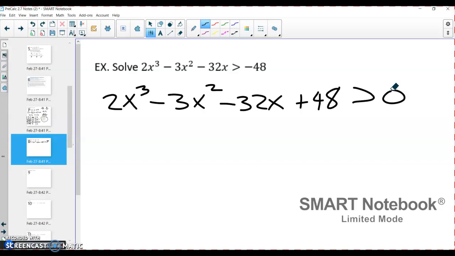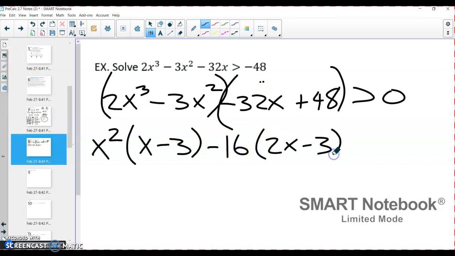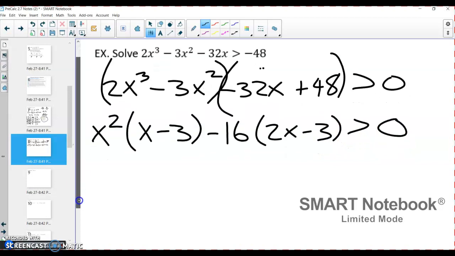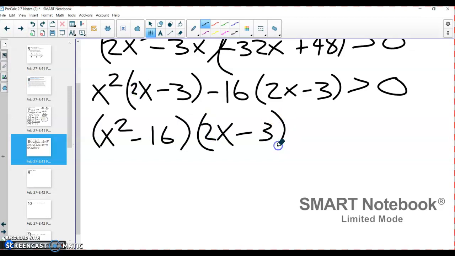Okay? So I group them like this and like this. I can pull out an x squared here, and that leaves me with x minus 3. I can pull out a negative 16 here, and that leaves me with 2x minus 3 as well, and that's exactly what we want. And so I have x squared minus 16 is one of them. The other one is 2x minus 3, I gotta have a 2x here, my bad. And that's all greater than 0.